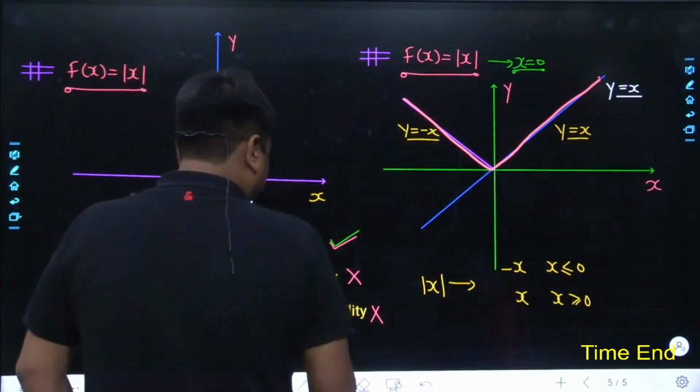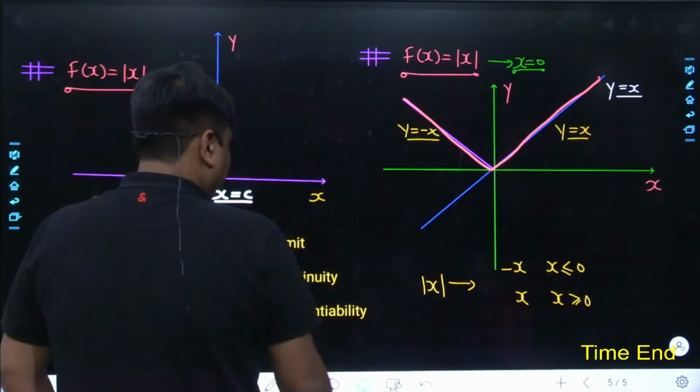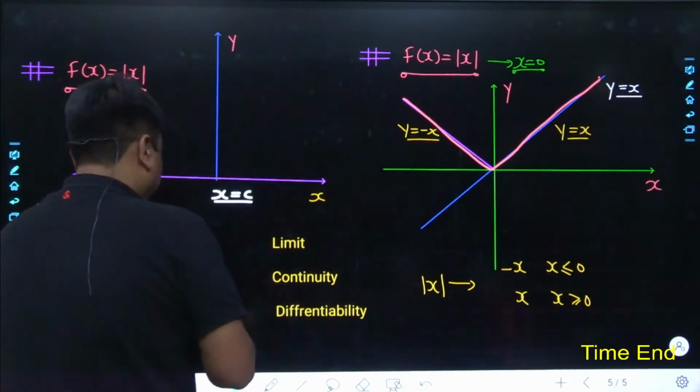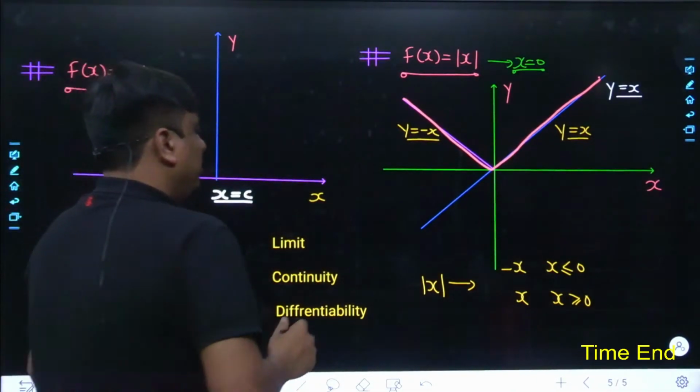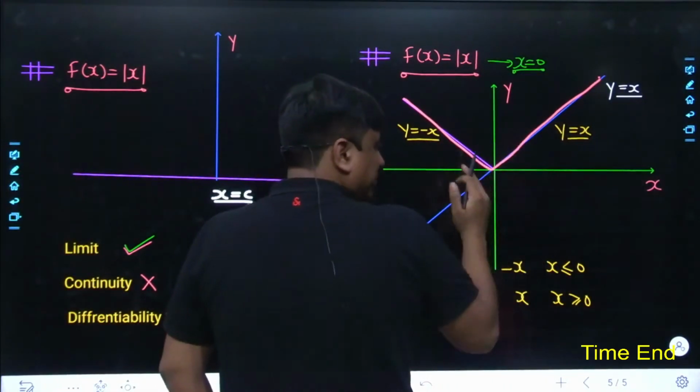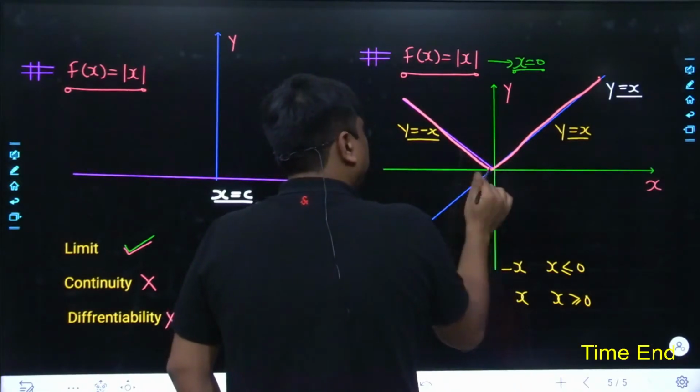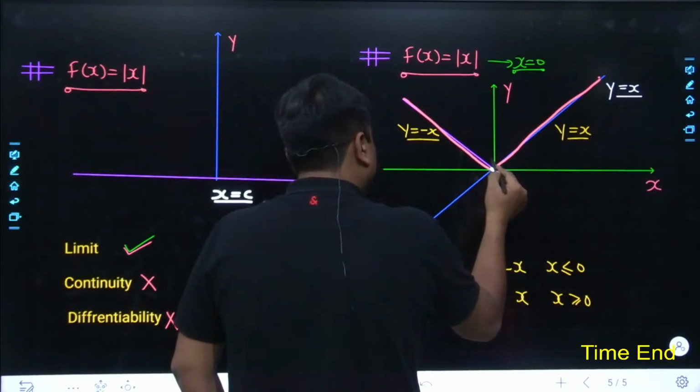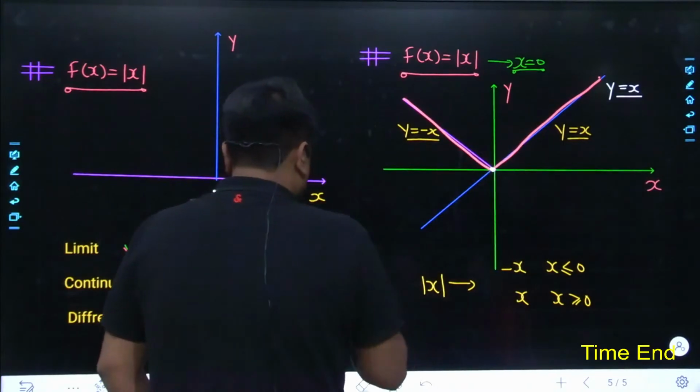Whether the limit does exist, whether it is continuous, whether it is differentiable. Tell me. I would like to know from each one of you. Limit, yes, a limit does exist, as I come from the left hand side and reach x is equal to 0, or come from the right hand side and reach 0. By default, they reach the same worth and that is 0. So obviously the limit does exist.